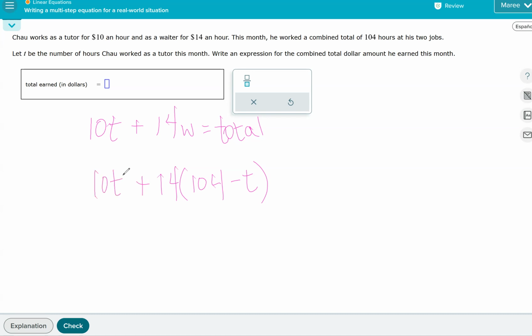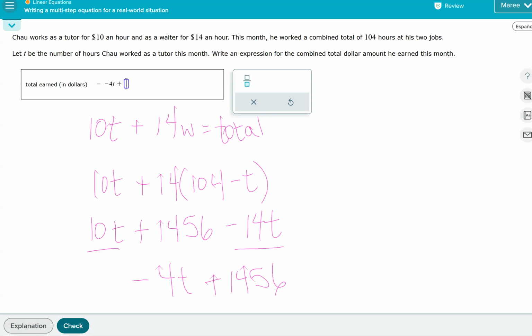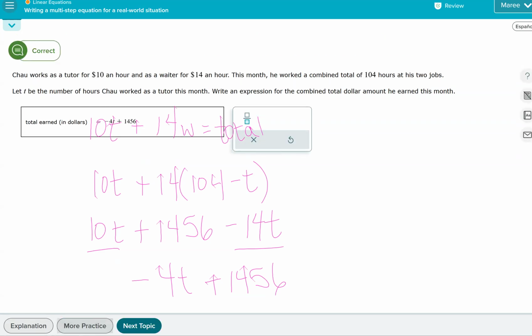So we need to simplify our statement. So we have 10T plus, and then we need to multiply 14 times 104, 1,456 minus 14T. And we need to combine our 10T and our minus 14T, which gives us negative 4T plus 1,456. And that will be the total dollars that he earned. Okay, that's the end of the lesson.